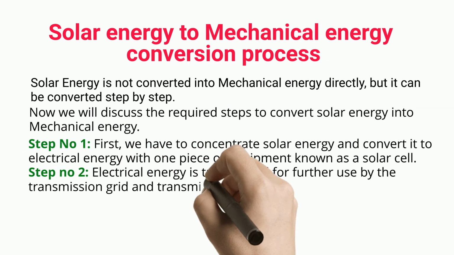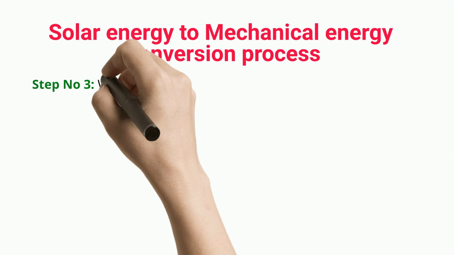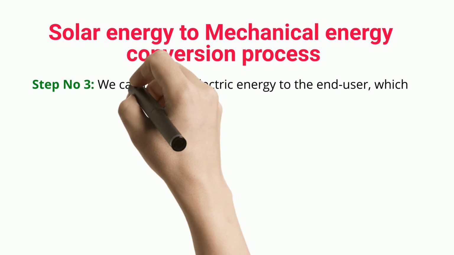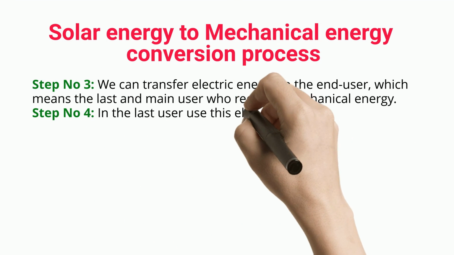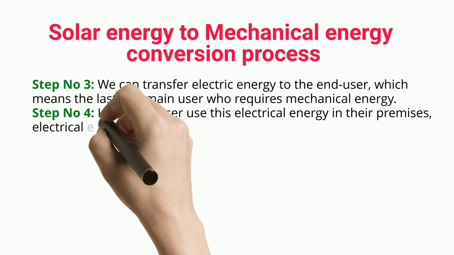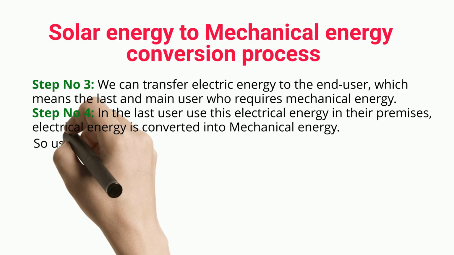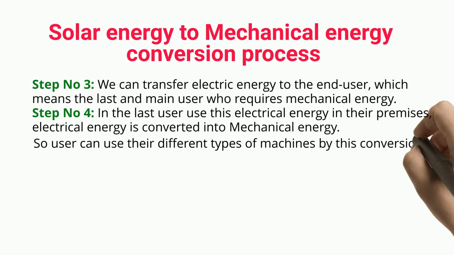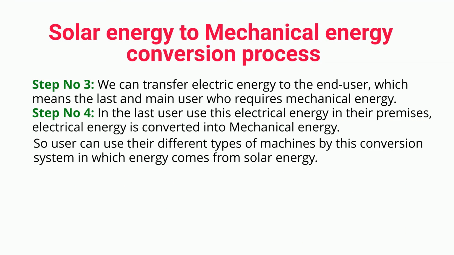Step number 2. Electrical energy is transmitted for further use by the transmission grid and transmission system. Step number 3. We can transfer electric energy to the end user, which means the last and main user who requires mechanical energy. Step number 4. The last user uses this electrical energy in their premises, and electrical energy is converted into mechanical energy. So the user can use their different types of machines by this conversion system in which energy comes from solar energy.